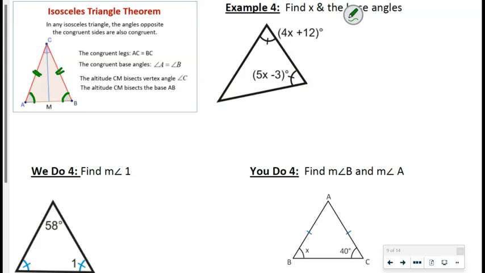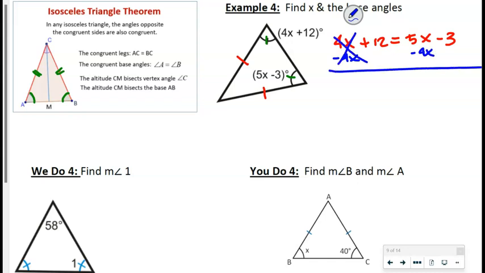So over here, when we start talking about this one, because it shows that this angle is congruent with this one, we can say that this side is congruent with that side, right? It's an isosceles triangle. Okay. So what does that mean? We're going to set these equal to each other, right? So 4x plus 12 is going to be equal to 5x minus 3 because it's an isosceles triangle. The base angles are congruent. So we're going to subtract 4x from both sides.